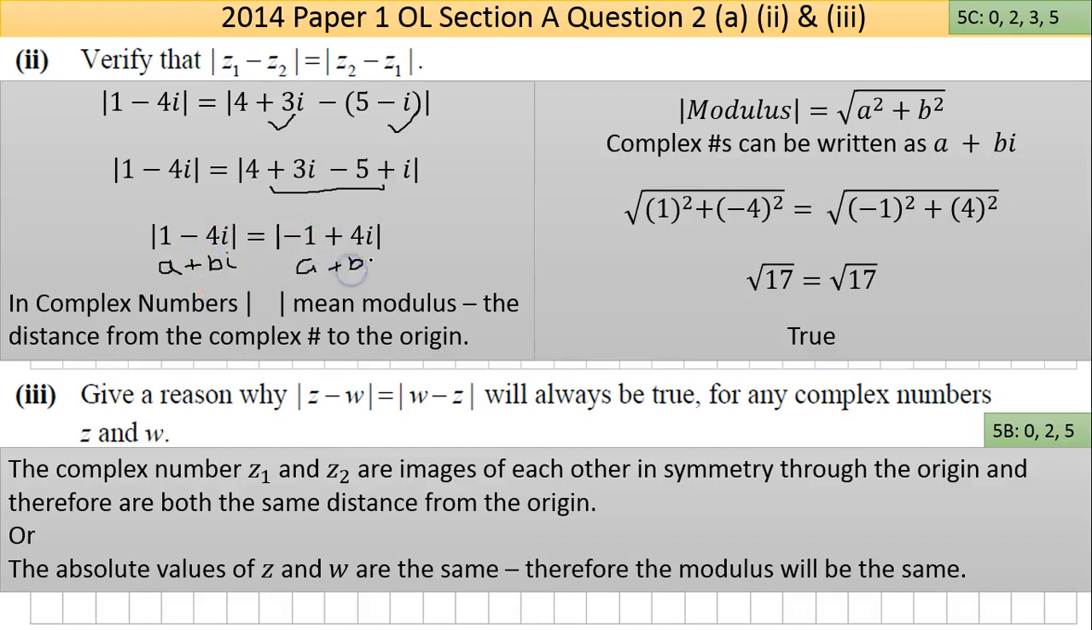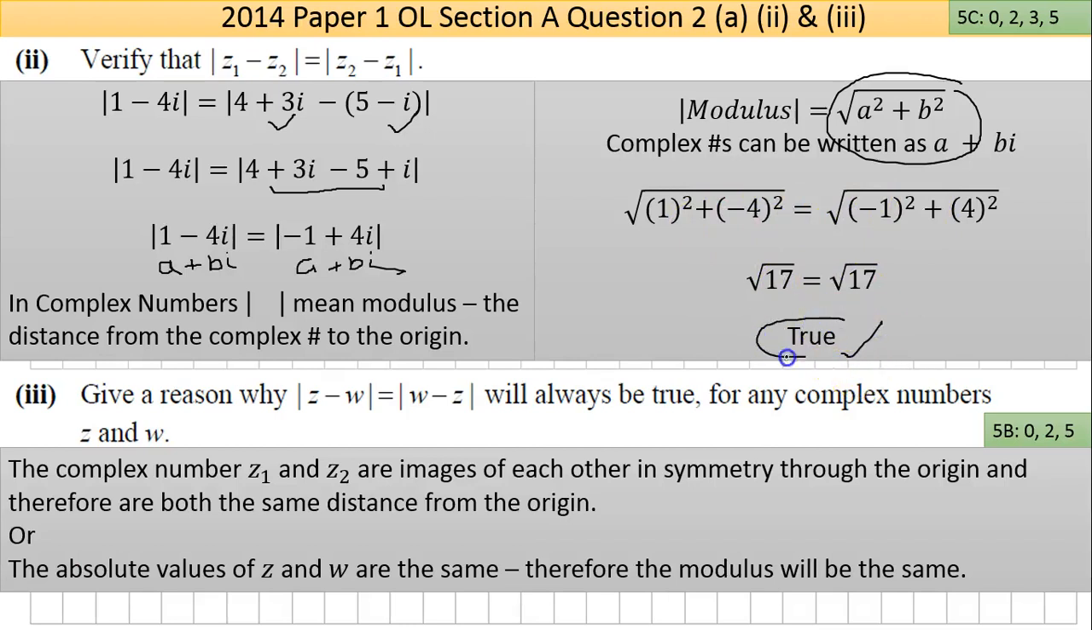The a for this complex number is minus 1, the b is plus 4. You see them here, 1 minus 4i from the first complex number, minus 1 plus 4i from the second complex number, and I just substitute them into the modulus formula. Now I'm putting it in straightforwardly, is left-hand side equal to right-hand side, and working my way down. You see here that the square root of 17 is equal to the square root of 17, therefore it's true.